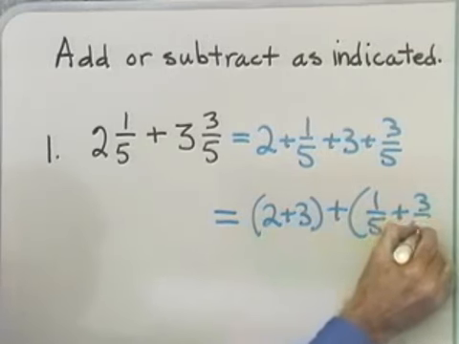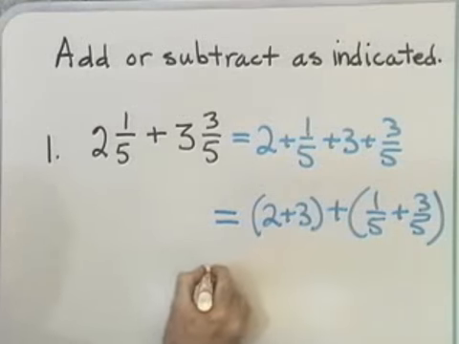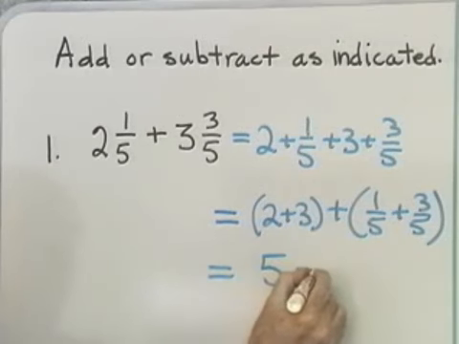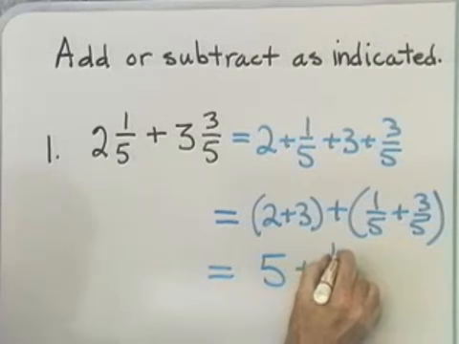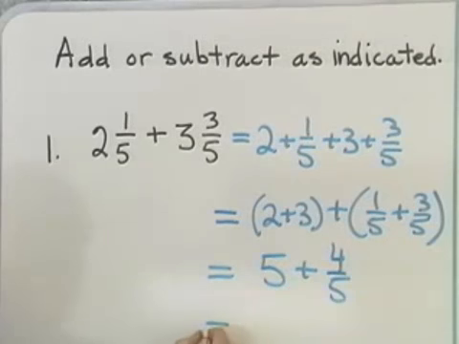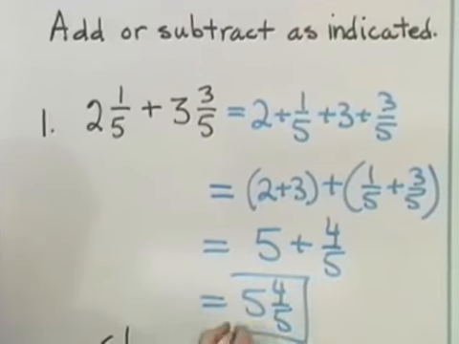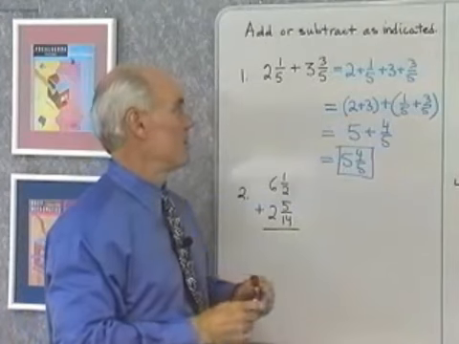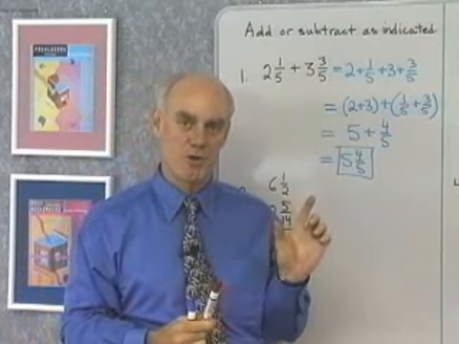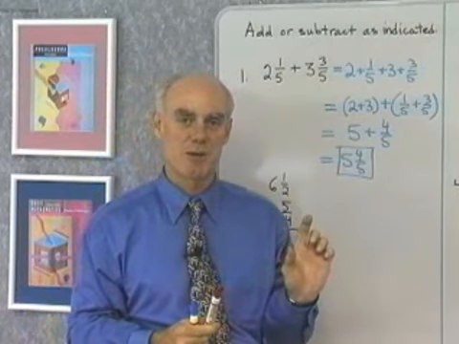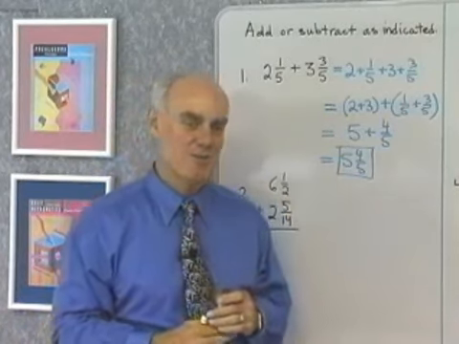plus 3/5. So I do in fact add the whole number parts here and get 5, and then add the fractions and get 4/5. And so that gives me 5 4/5. So I see that I can add mixed numbers by adding the whole number parts and then adding the fractions separately to get my result. Let's look at our next problem.